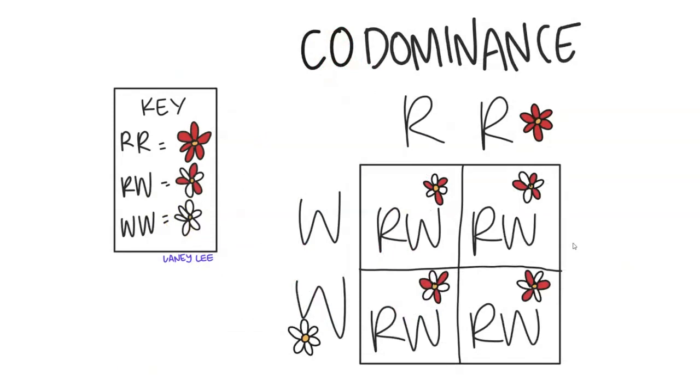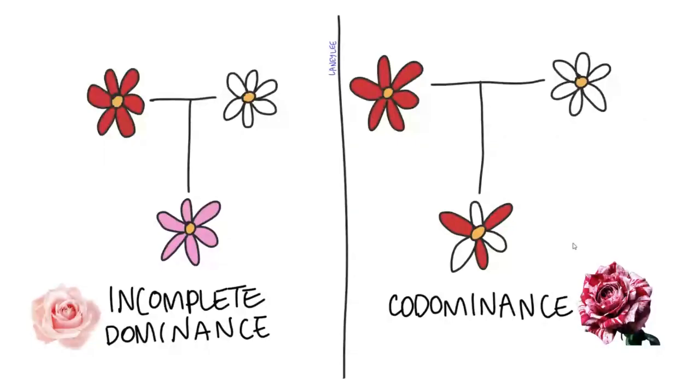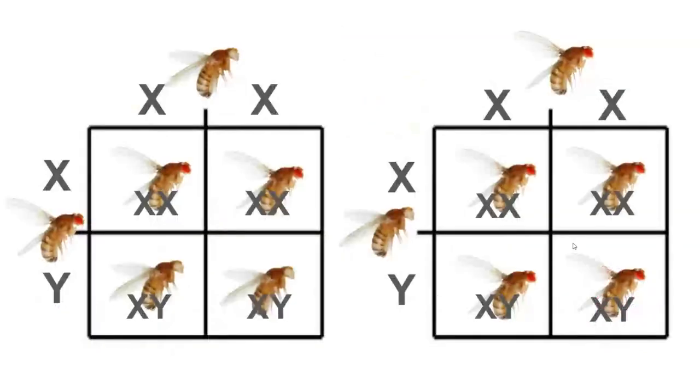This can show up as stripes or spots or speckles or marbling. So again, in complete dominance, we see a blending of colors, and in co-dominance, we see both colors showing through. Now, let's talk about another example that we went over in class, the sex-linked genes.